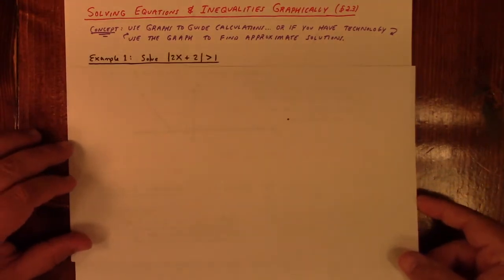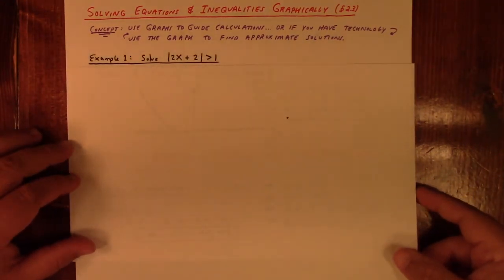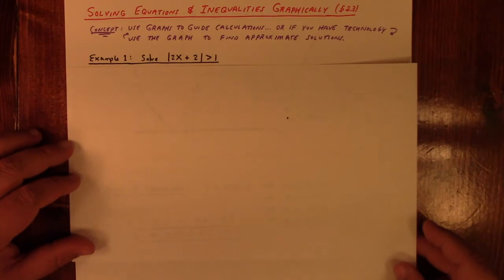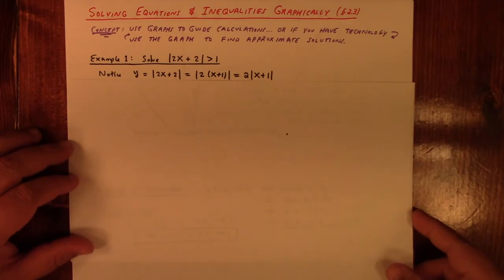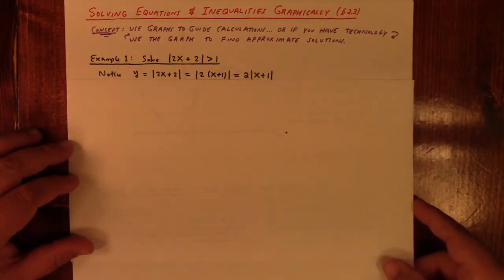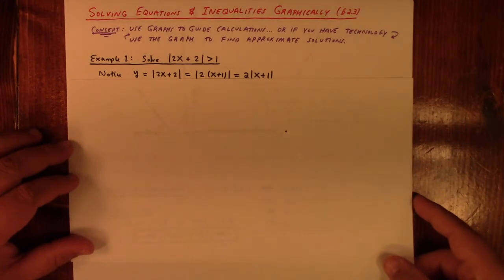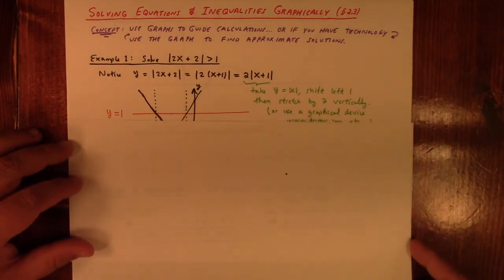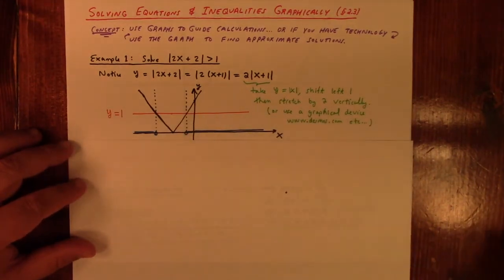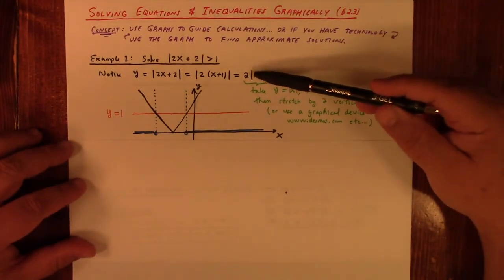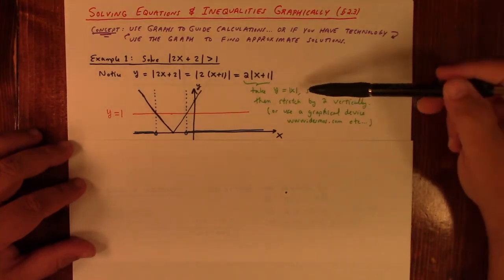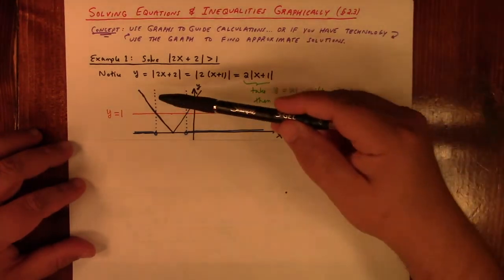Here's an example. Solve the absolute value of 2x plus 2 greater than 1. Of course we've already done this problem, but so far kind of in the dark, just with an algorithm of sorts, and now I'm going to show you how we can visualize it. Well, y is equal to 2 times the absolute value of x plus 1 by that algebra right there, so we can think about how to graph the absolute value function. We take y equals the absolute value of x, shift 1 left, which gets us to the absolute value of x plus 1, and then multiply by 2, which stretches it vertically. And so it looks something like that, right?